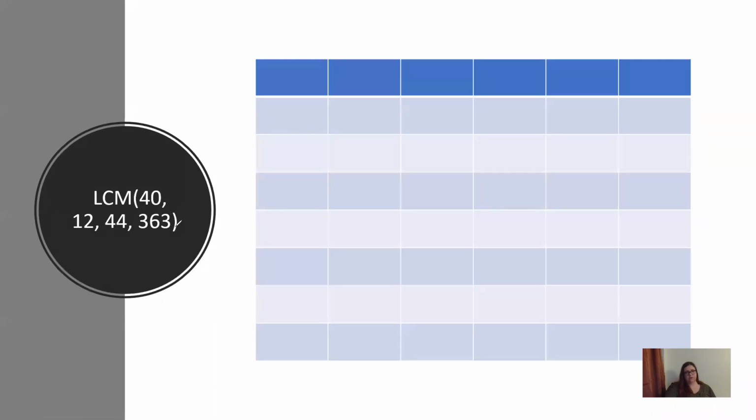So we have 40, 12, 44, and 363. So we're going to start with 3. 40 cannot be divided by 3 evenly, so we're keeping it. 12 can be broken down to 4. This cannot be broken down, so we're going to keep 44. This can be broken down to 121.